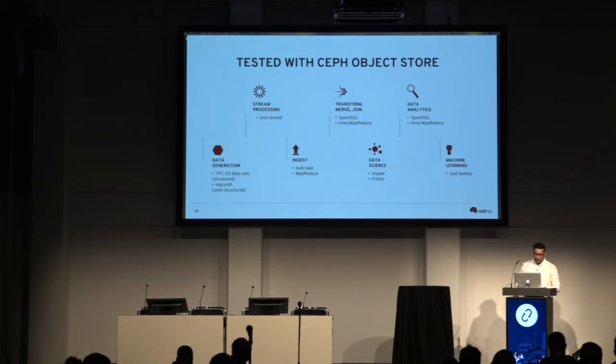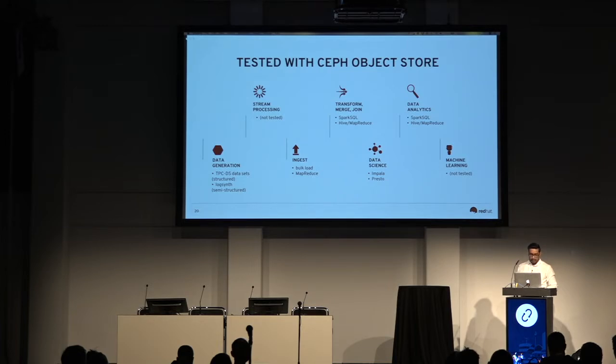We also ran the same queries in Presto and Impala, just to see how the performance increases or even decreases if we change the analytics engine on top of it. So Hive and MapReduce, Spark SQL and Spark, and then Presto and Impala are what we have tried.